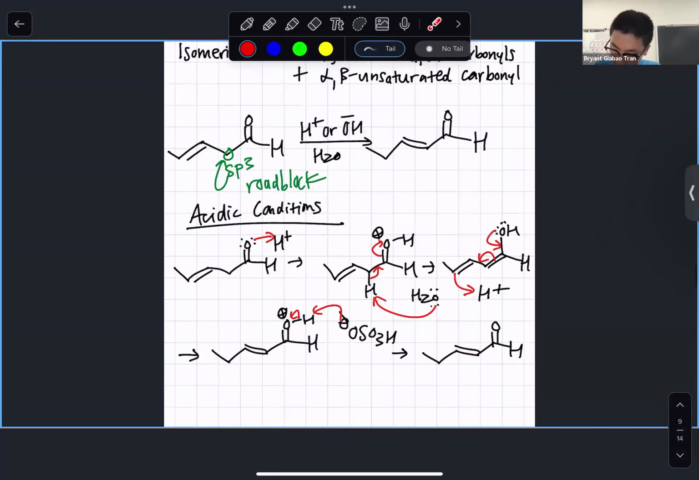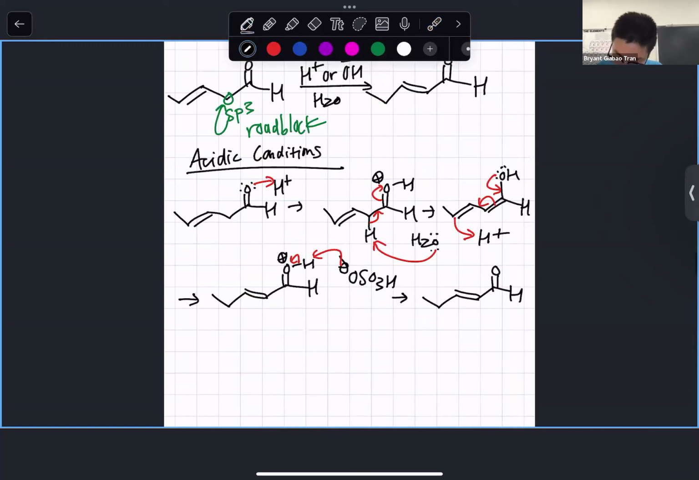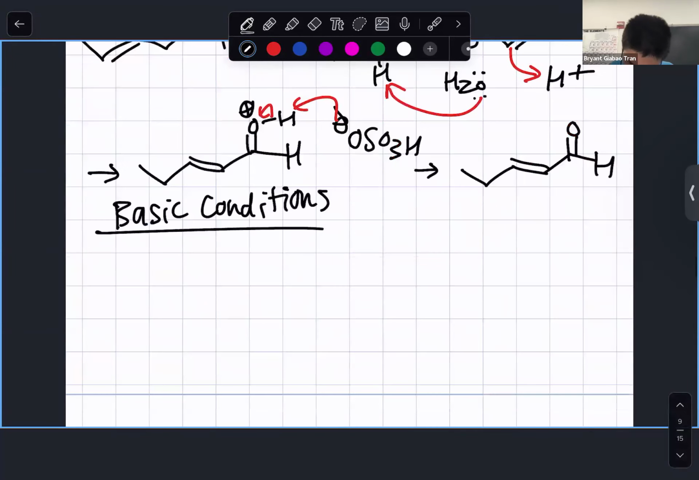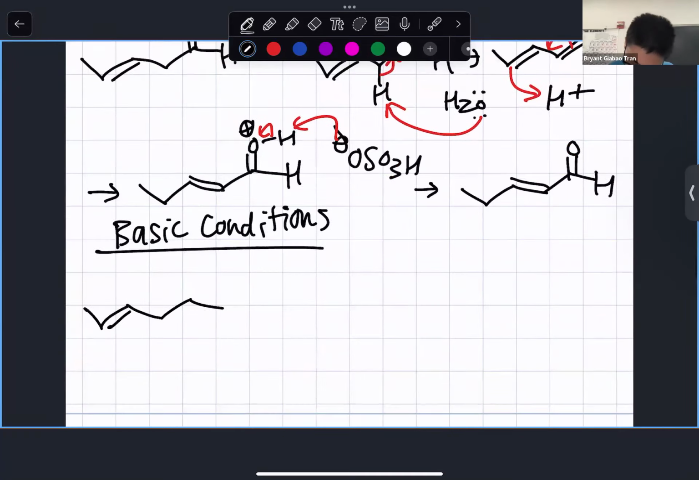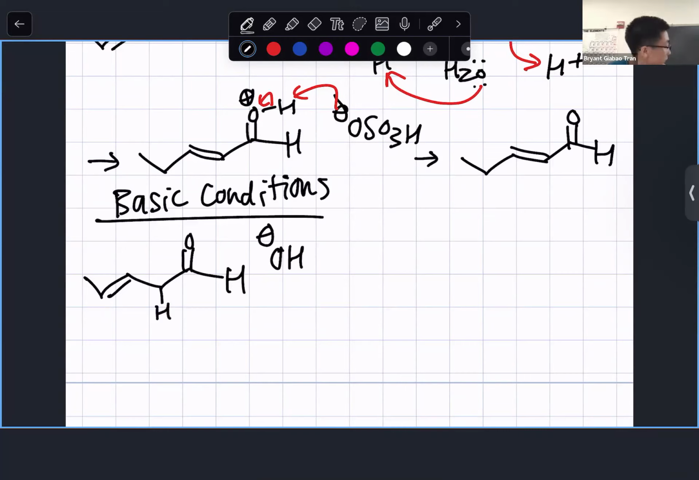Okay. So let's go back to the isomerization reaction here, where now we're going to do the mechanism in basic conditions. If we have a strong base like hydroxide, we're going to look for the most acidic hydrogen, which is the alpha hydrogen from the carbonyl. That's going to generate the enolate ion.